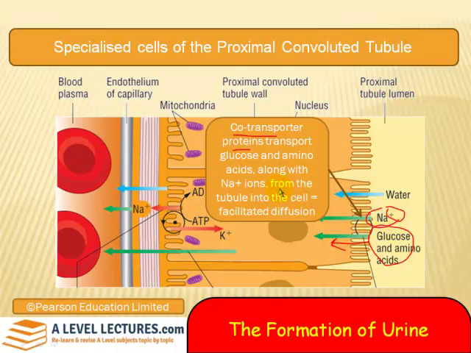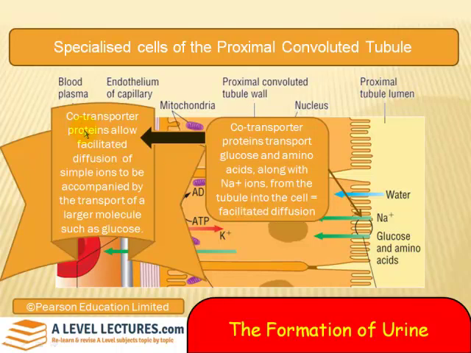Okay, from the tube into the cell. And this is called facilitated diffusion. Now, a couple of terms here. Let's just think about these two terms: co-transporter and facilitated diffusion. Now, a co-transporter protein allows facilitated diffusion of simple ions to be accompanied by the transport of larger molecules such as glucose. So simple ions are being transported across, and in addition you get transport of amino acids and glucose.